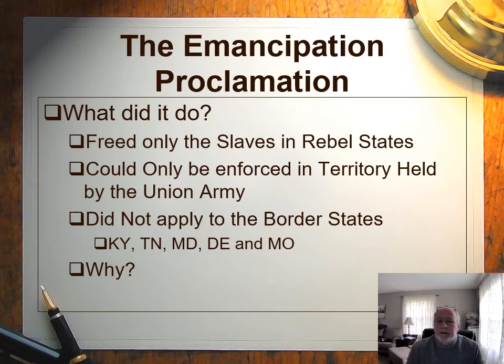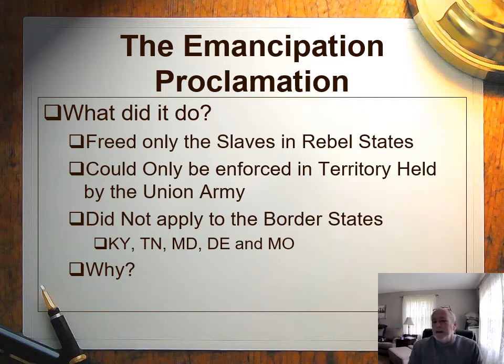So hopefully this will clear it up. The Emancipation Proclamation, issued by President Lincoln, freed only the slaves in the rebel states. And it could only be enforced in territory that was controlled by the Union Army. So it didn't free all the slaves. It didn't apply to the border states, Kentucky, Tennessee, Maryland, Delaware, and out west, Missouri. And the border states were states that held slaves but did not secede from the Union.